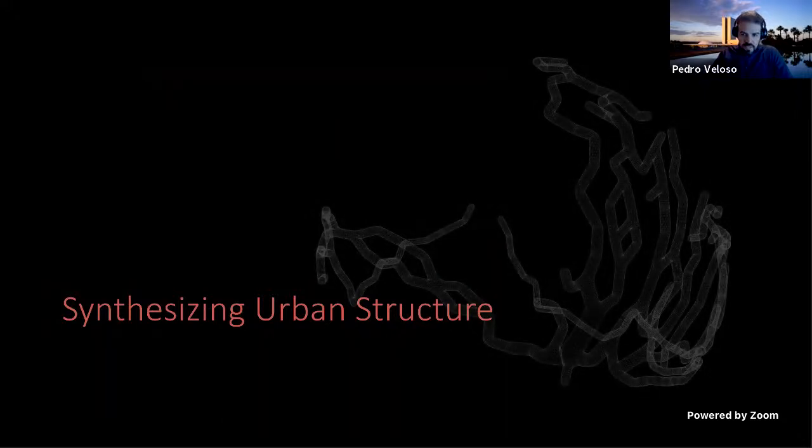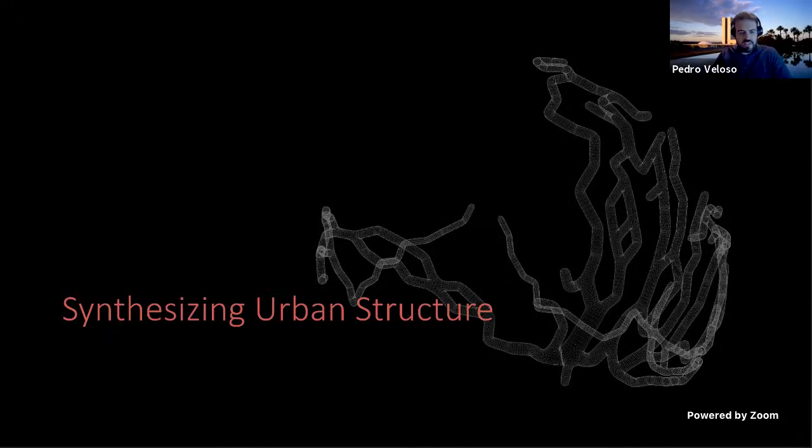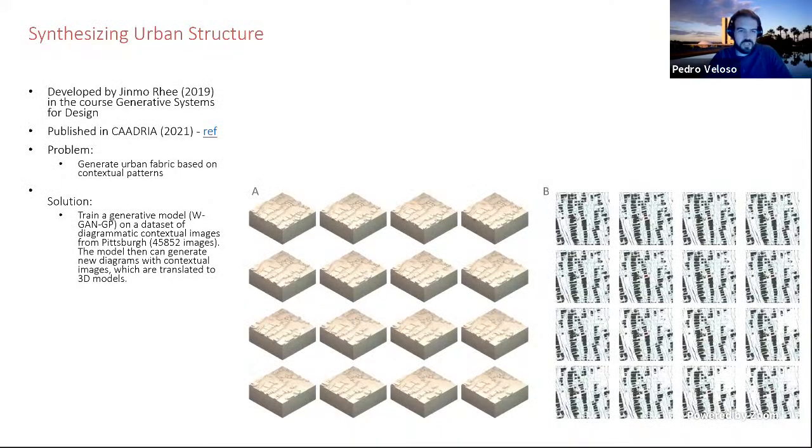Second project, I think I still have some minutes. It's called Synthesizing Urban Structure. This is a project that was developed by Marie in 2019 in a course that I taught called Generative Systems for Design. Then we collaborated and published in CAADRIA. The basic idea here is that we created a data set of aerial views, diagrams of urban fabric from Pittsburgh, where Carnegie Mellon is, in Pennsylvania.